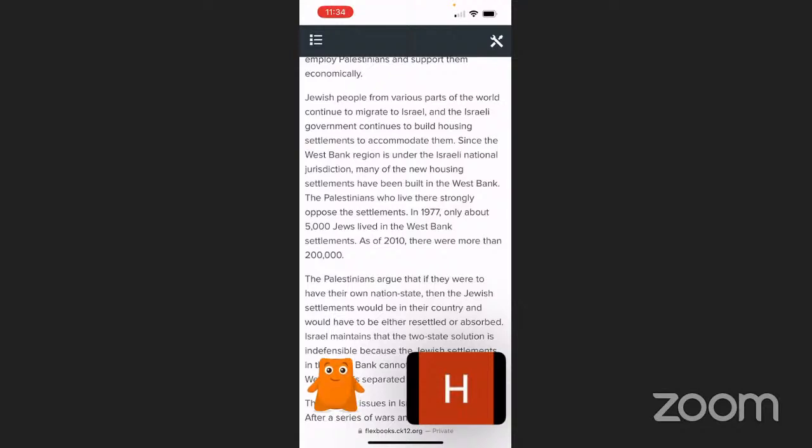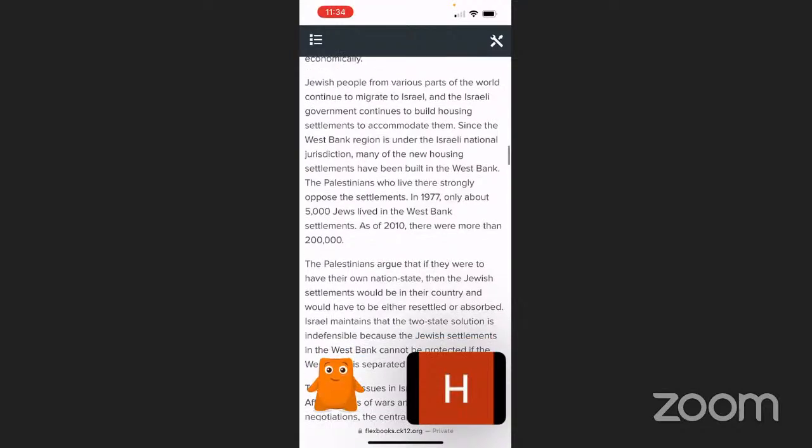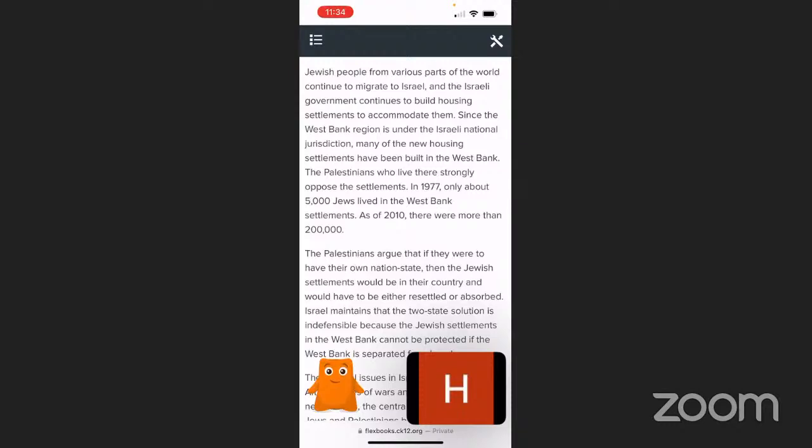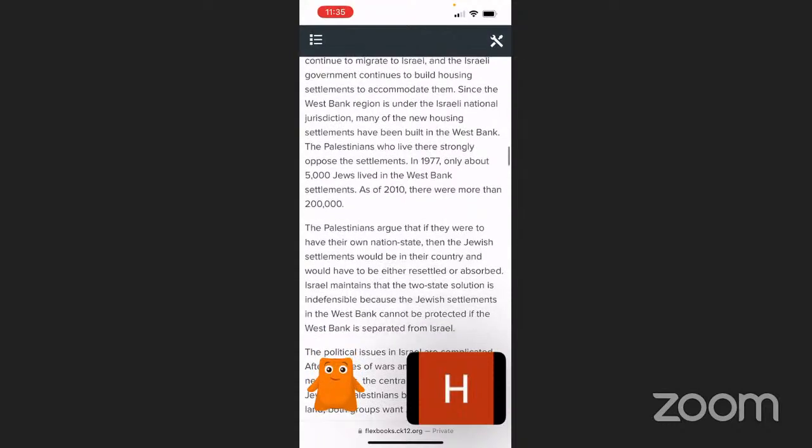Since the West Bank region is under Israeli jurisdiction, many of the new housing settlements have been built in the West Bank. The Palestinians who lived there strongly opposed the settlements. In 1977, only about 5,000 Jews lived in the West Bank. As of 2010, there were more than 200,000.